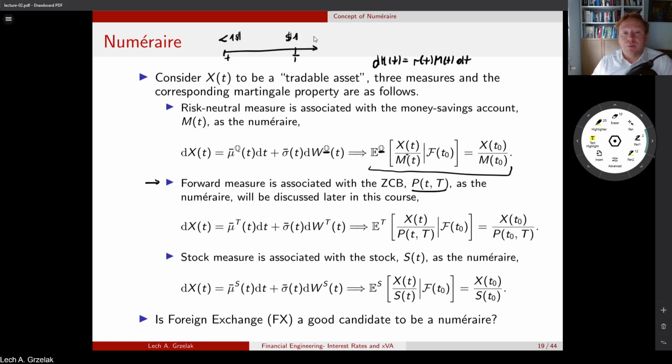So maybe you can consider this weird. Who would buy such a bond? But this is also something which happens in the market. It's also a reality already for many years.